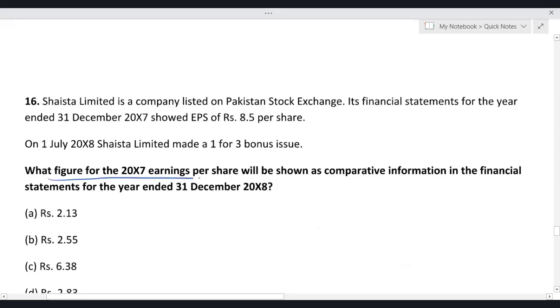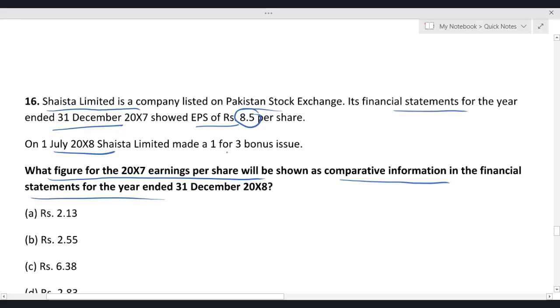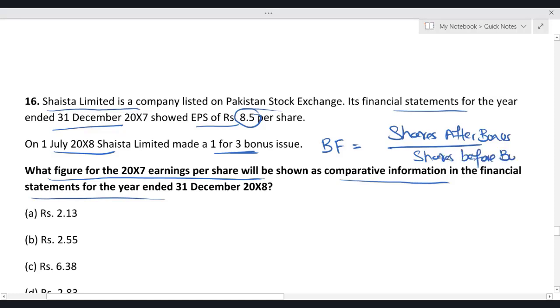What figure for X7 earning per share will be shown as comparative information in the financial statements? Let's see. Shaista Limited is a company listed on Pakistan Stock Exchange. Its financial statement for the year ended December X7 showed EPS. Last year, the EPS is 8.45. In the current year, they made a bonus issue of 1 for 3. So how do we calculate the bonus adjustment factor? Shares after bonus divided by shares before bonus.